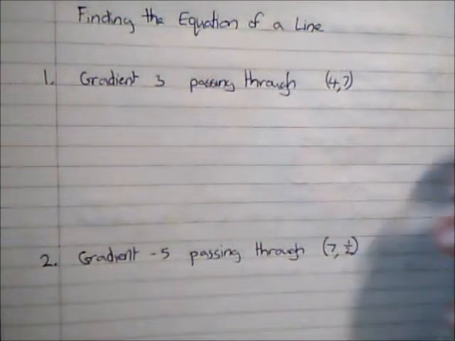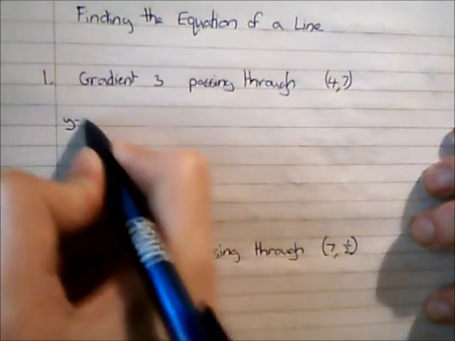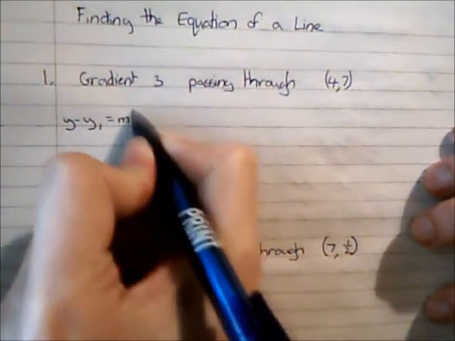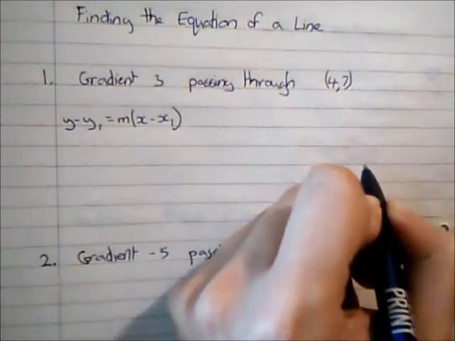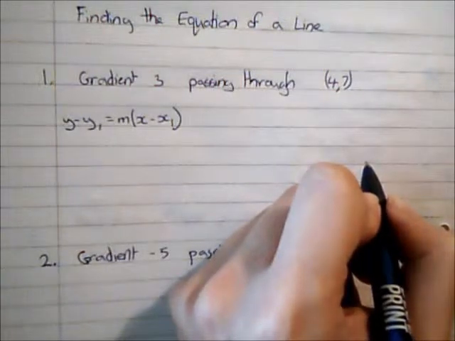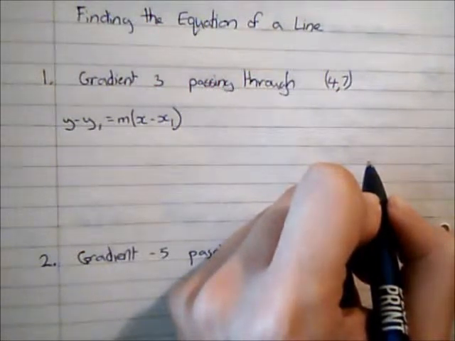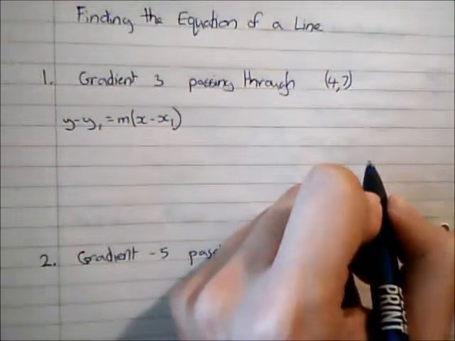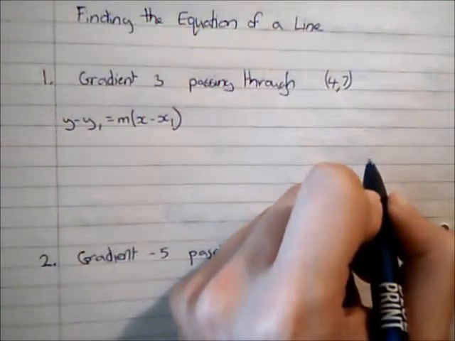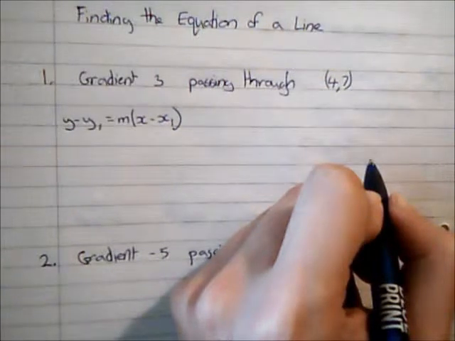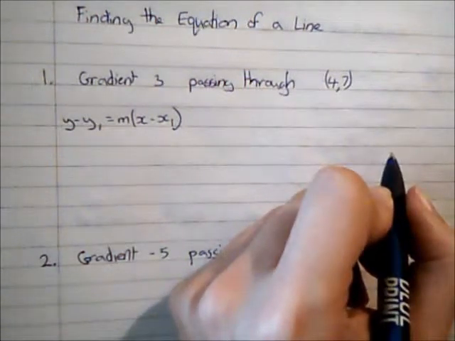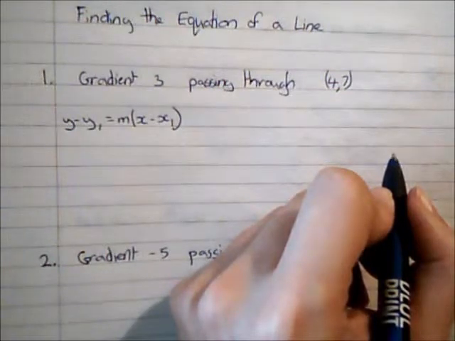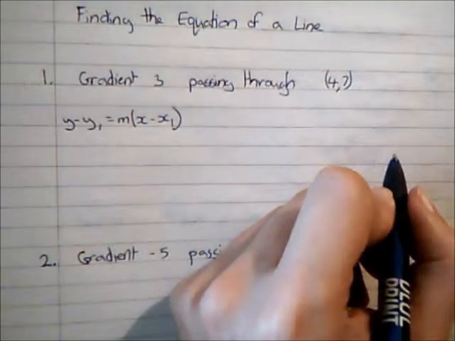And I'm going to use this equation, which is y minus y1 equals m(x minus x1), where m is the gradient of the line and (x1, y1) is a coordinate of a point on that line. Now you may notice this is very similar to the formula for gradient, which is (y2 minus y1) over (x2 minus x1), and if we substitute in one of those specific coordinates, so x2, y2, for a general point x, y, we end up with this equation.